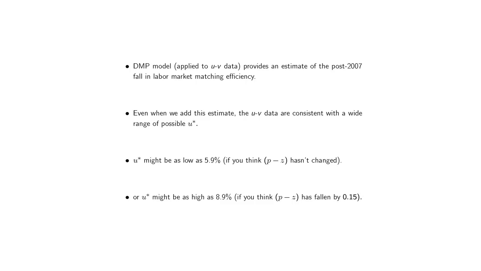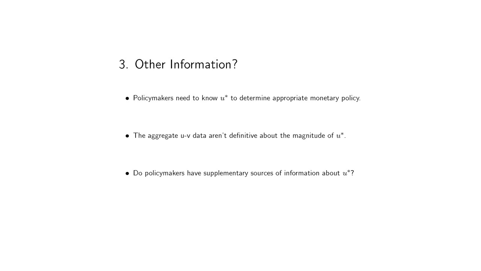So those are the two scenarios. The one where not much has happened with P minus Z, and then U star is low, 5.9%, or the scenario where you think P minus Z has fallen by as much as I described, and then it might be as high as 8.9%. So that's a big range. What that means is we have to go to other data. We have to get other sources of information to inform us about what the natural rate of unemployment is.